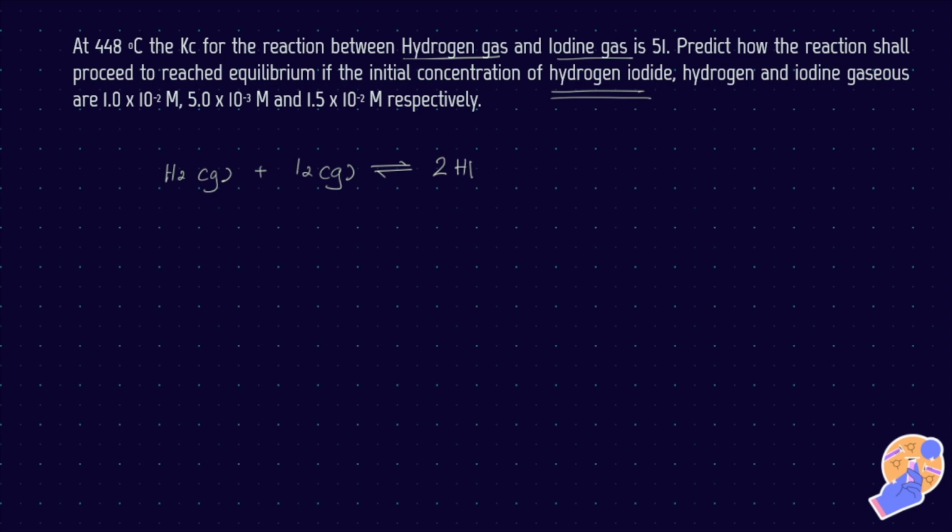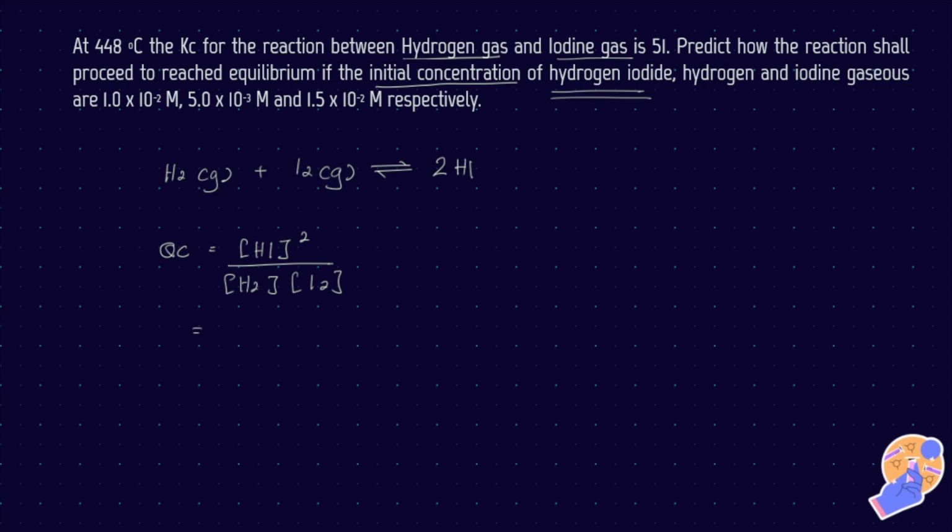Okay, the next thing that we need to do is find the value of Qc, because you were given the initial concentrations. So the only thing that you need to calculate is the Qc. In your Qc, you will have hydrogen iodide to the power of 2 divided by hydrogen gas times iodine gas.